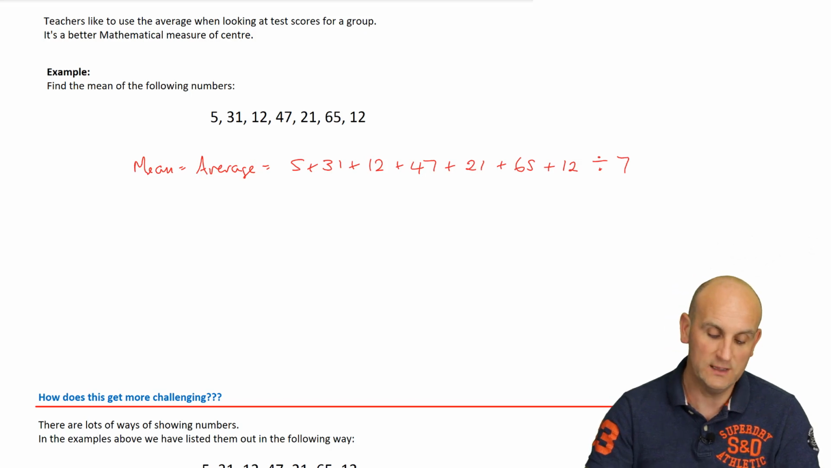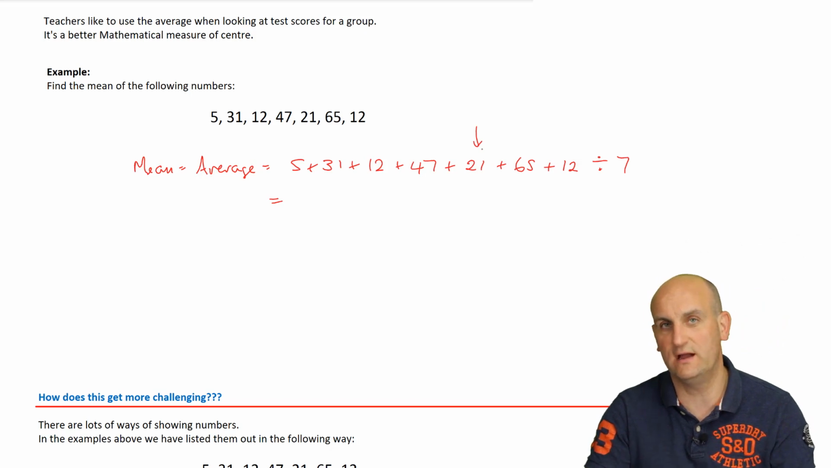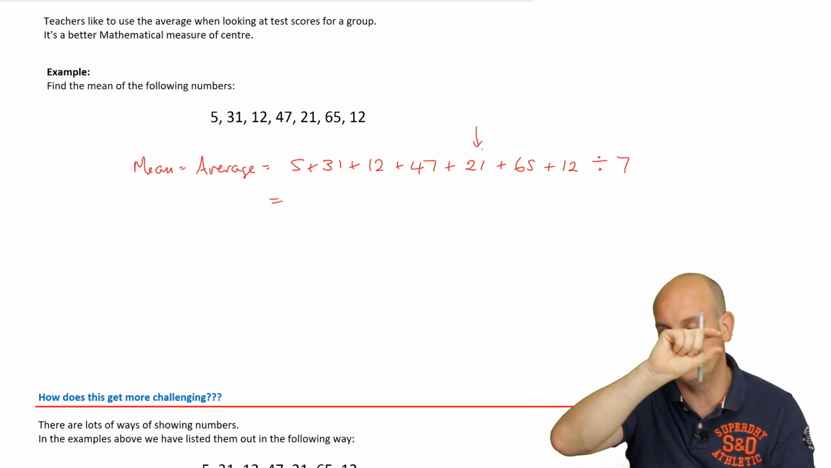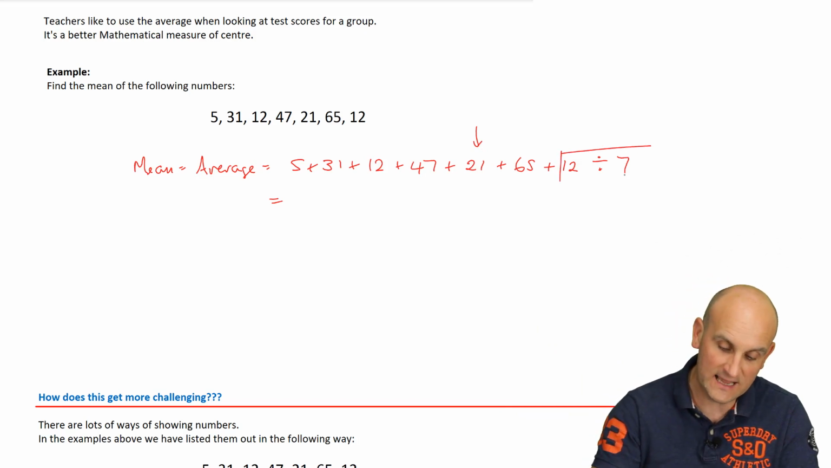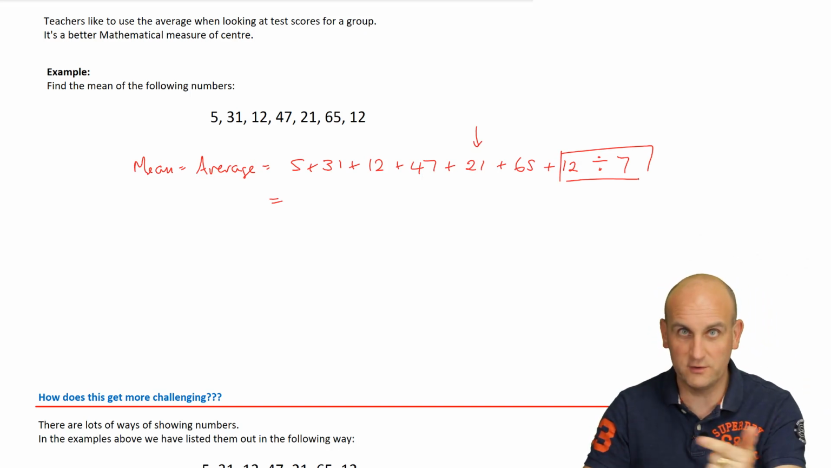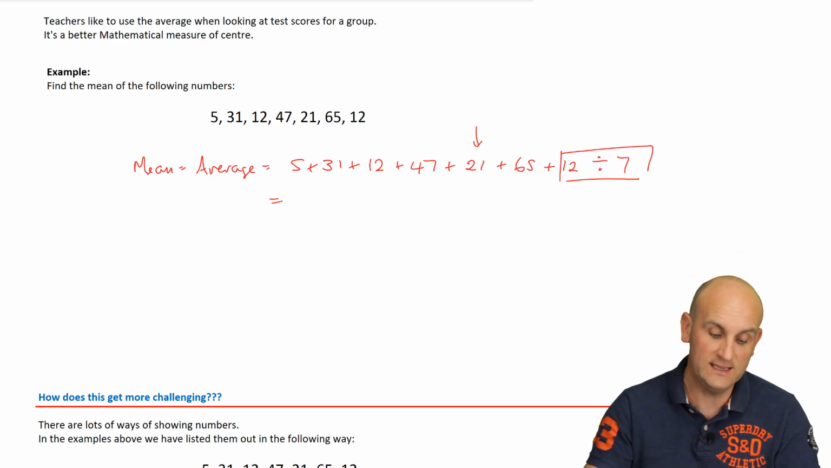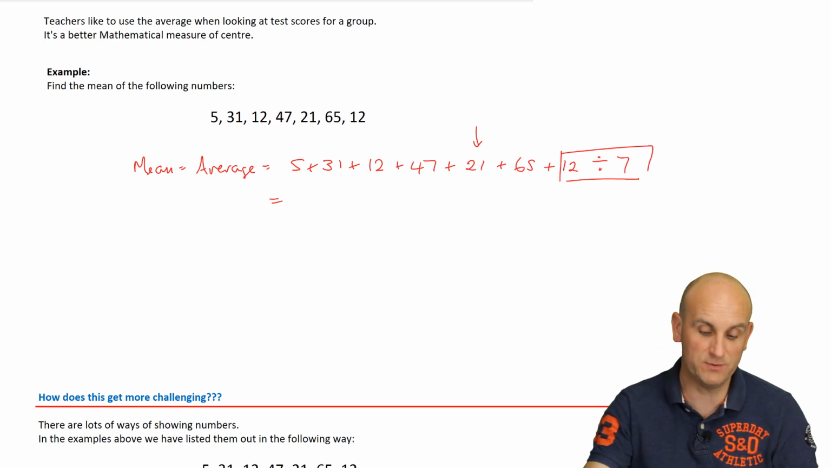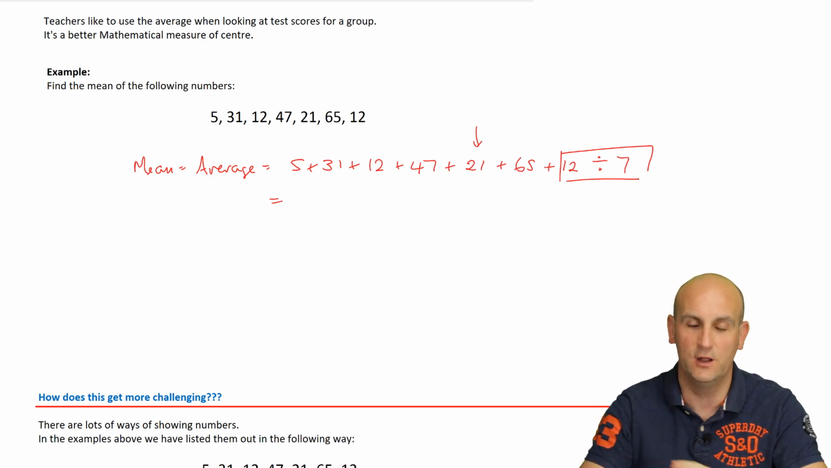But what I do know is that if I entered the above line on a basic scientific calculator, one of those ones where you have the whole display where you just write it in one line, you will definitely get the wrong answer. The reason being is this end bit here. Your calculator does not know that you want all of those things added together before you divide it by 7. What your calculator will do is do 5 plus 31, plus 12 plus 47, plus 21 plus 65, and then add 12 divided by 7. It will do the 12 divided by the 7, not the whole thing.